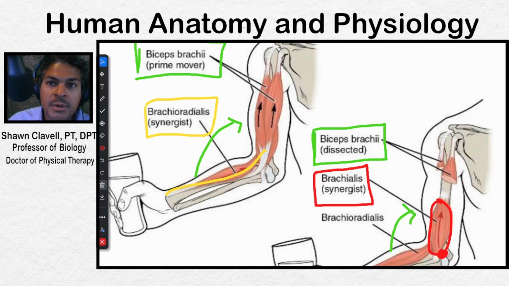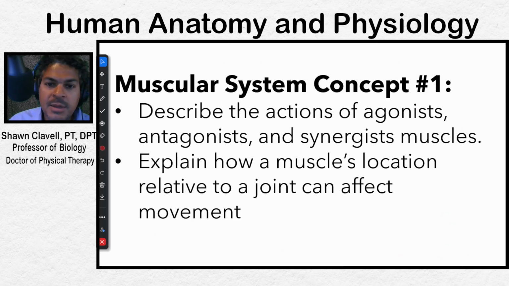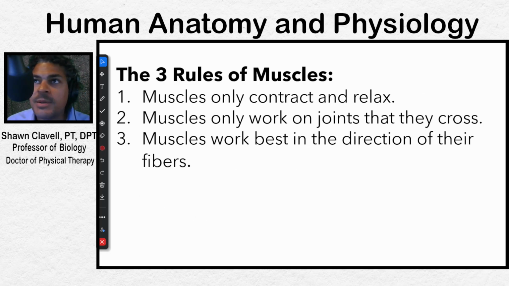Clear off my board and get back to this concept here. So we've defined the agonist, antagonist, and synergist muscles, and hopefully I've been able to infer a little bit about the actions. But let me start by introducing three rules of muscles that I'm commonly used to help identify and describe actions of muscles.